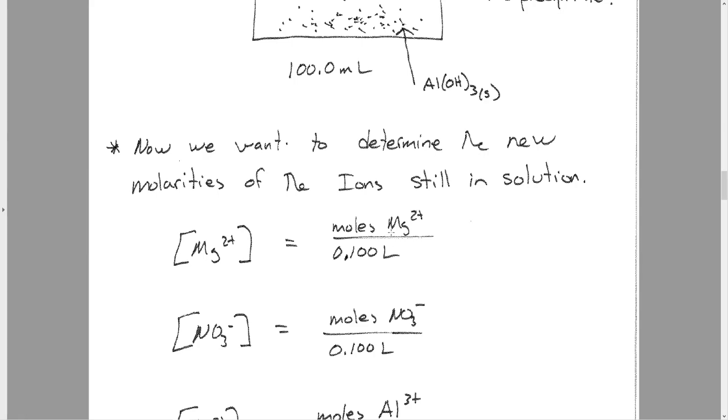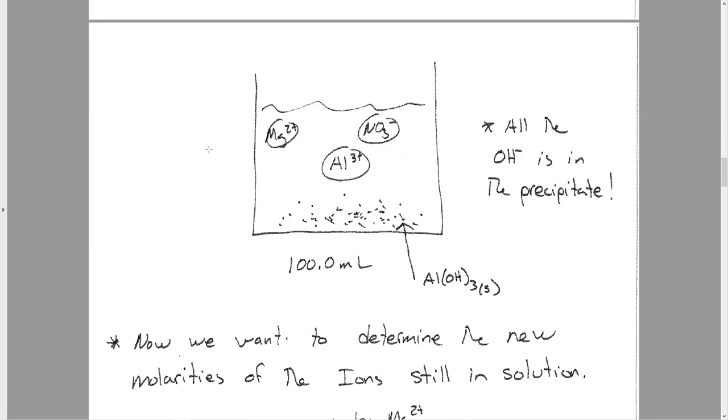We wanted to figure out the new molarities. So now we're looking at this final beaker, where everything's mixed together. We want to find the new molarities of the ions that are still dissolved. So the ions still dissolved are the 2 spectator ions, magnesium and nitrate, and the aluminum ion, which was in excess. So we still have some aluminum dissolved.